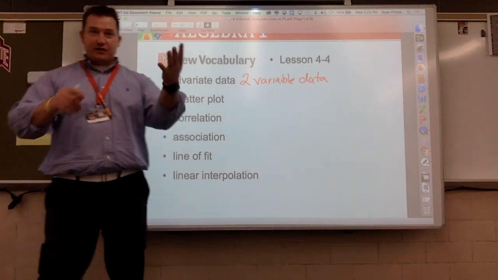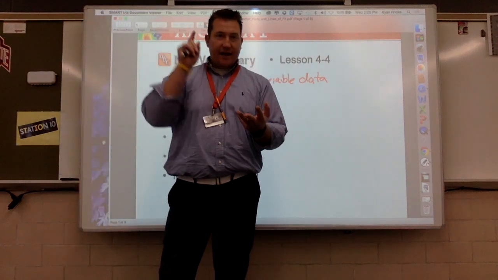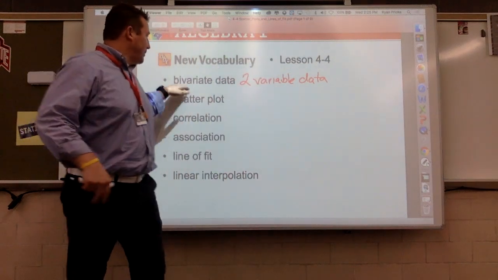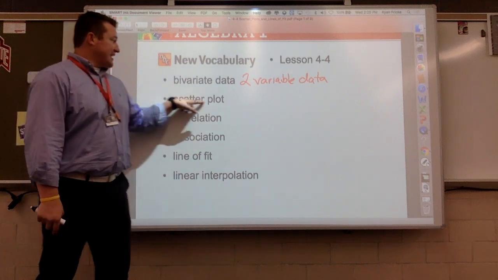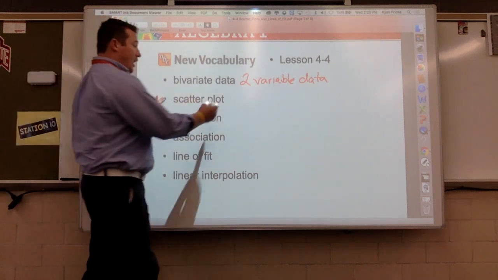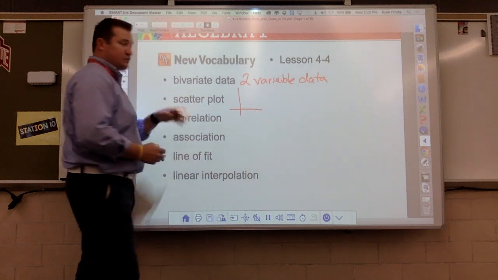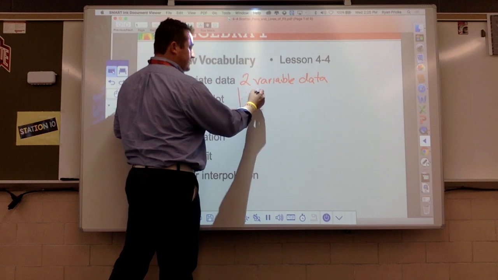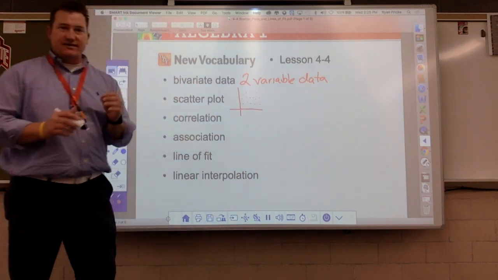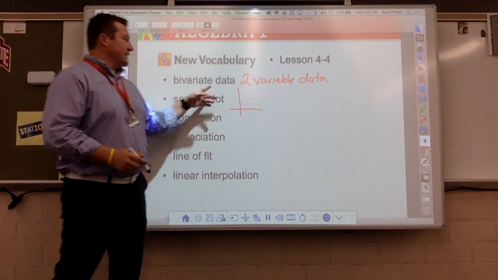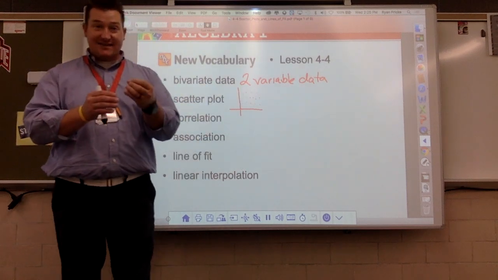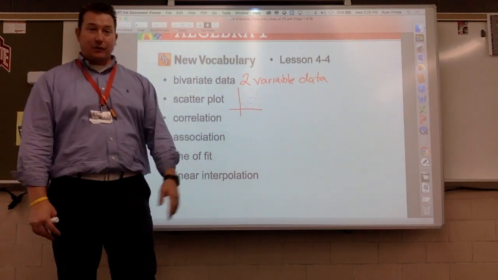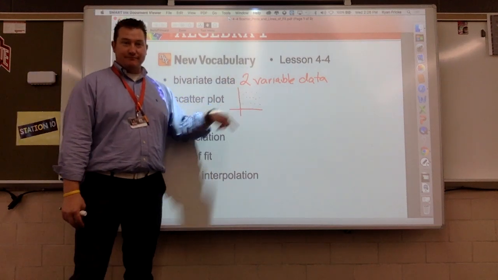Our two variables could be outside temperature and ice cream sold. Who knows? Anyway, bivariate data, two things. Scatter plots are what we're looking at. Our scatter plots are going to look like this. We're only focused on quadrant one, and it's going to be dots. A scatter plot is a collection of dots in quadrant one that represent two variables.